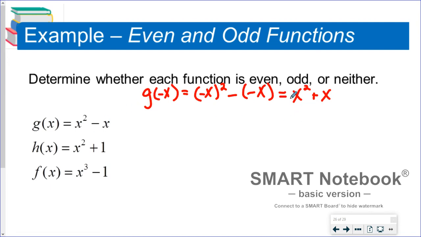Okay, so did this thing stay exactly the same? No, it did not, because this sign changed. So it's not even. If it stays exactly the same, then we know it's even. If it becomes the exact opposite, then we know it's odd. So is this the exact opposite? Well, no, it's not, because my x squared is the same. If this were negative x squared plus x, then it would be the exact opposite. So since it's not the exact same, and since it's not the exact opposite, then we say that this is neither.